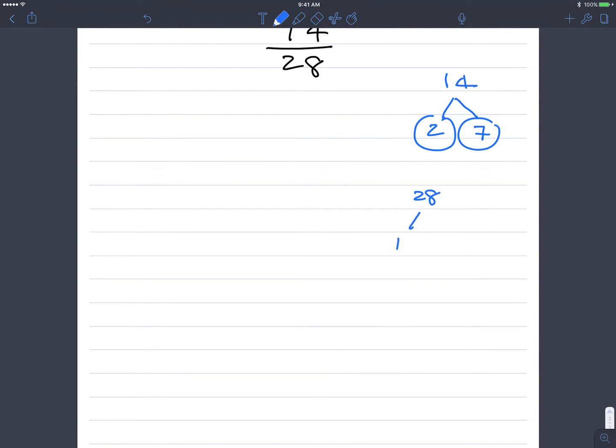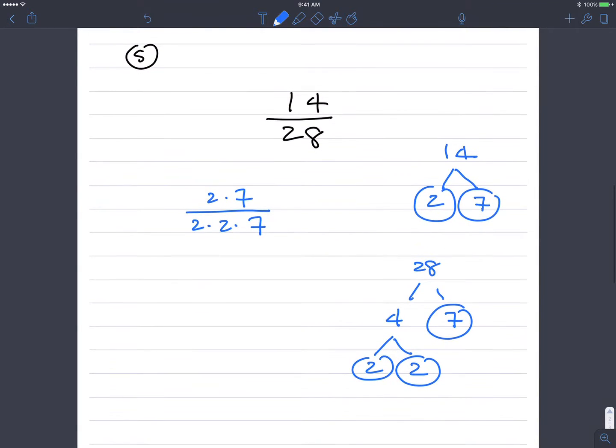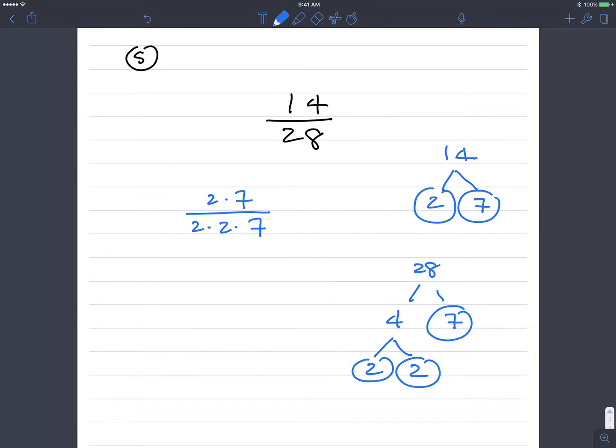28: 4 times 7 is 28. 7 is prime, so we break 4 down, and that's 2 times 2. So 14 is 2 times 7, and 28 is 2 times 2 times 7. This is the prime factorization of 14 and 28. We're going to cancel a 2 and a 2 here. We're using the cancellation property. We can also get rid of a 7 and a 7.